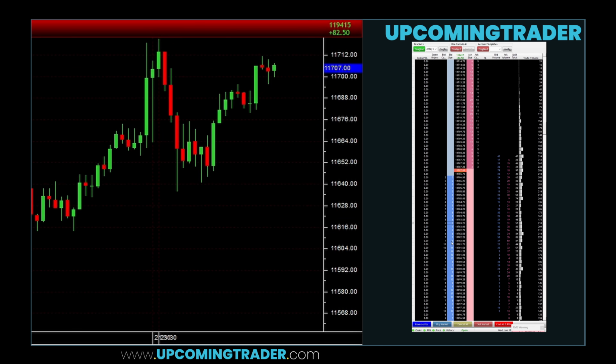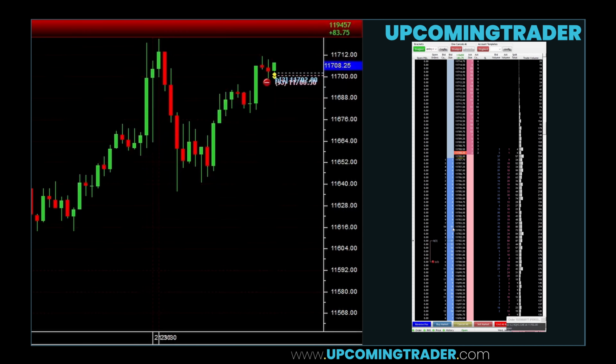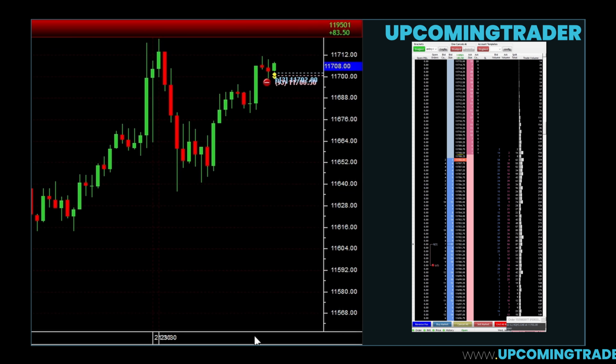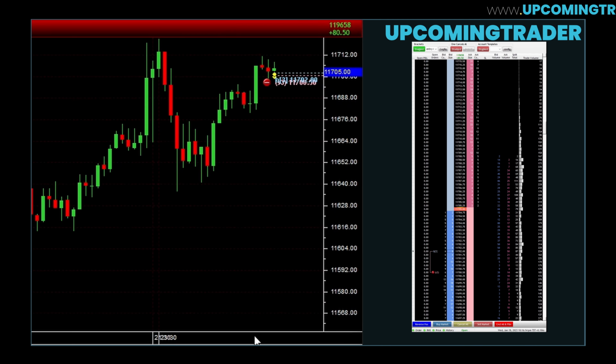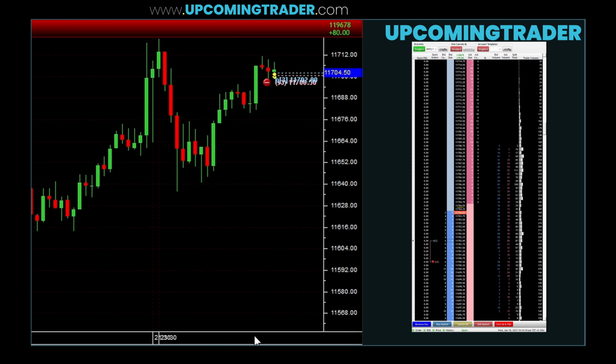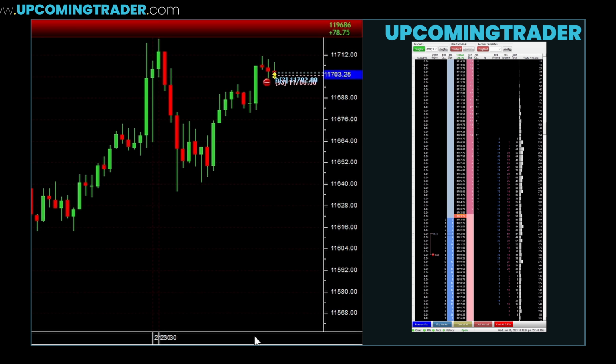Flags and pennants are also important to watch for in the context of the order book. These patterns generally form after a strong directional move, representing a period of consolidation before the trend continues. When you see large orders aligning with a flag or pennant, it indicates that traders are accumulating positions before the next move, providing a potential opportunity to enter in the direction of the trend.